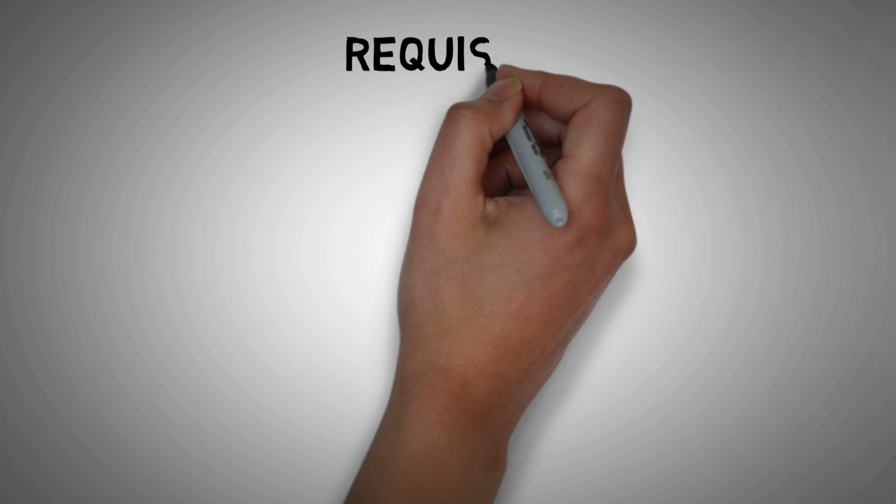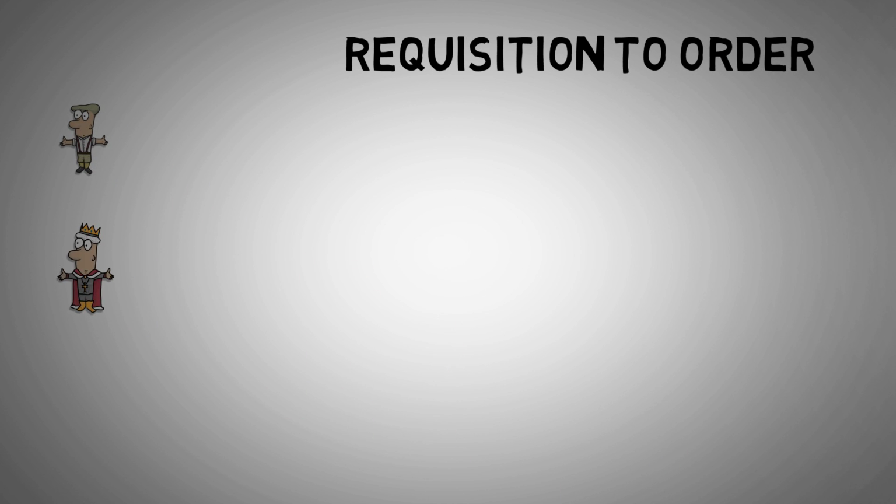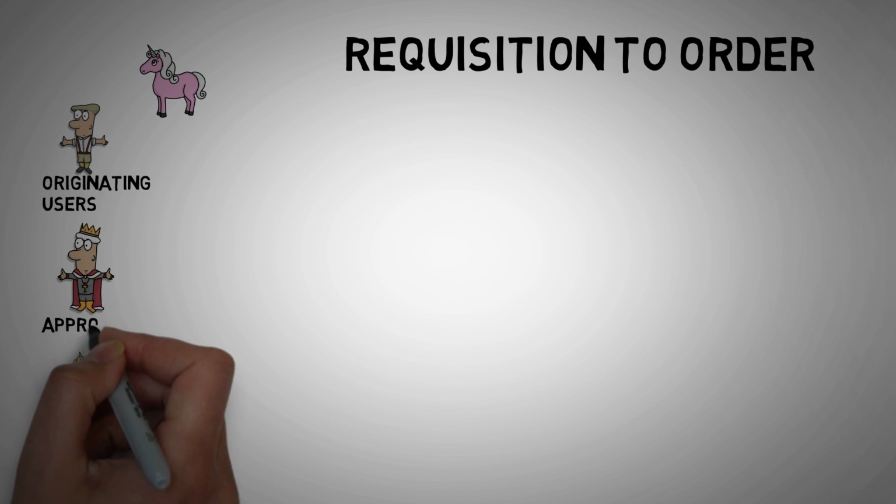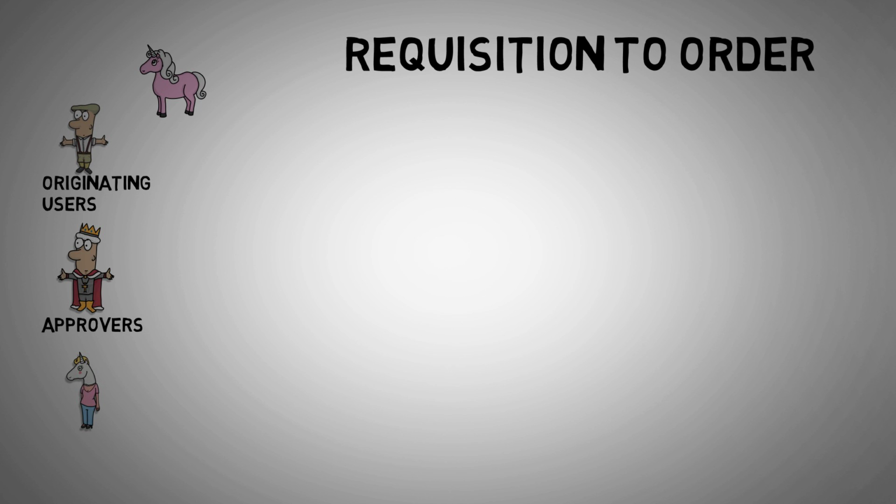We can also call it requisition to order. 3 personas involved in this stage. It is the originating user, that's the person who wants to buy a horse. The approver, who has the power to approve this requisition, that is, who has the financial delegation to do so. And the vendor, that is the company who will deliver goods or services upon receiving a purchase order. In this case, it is the horse dealer.